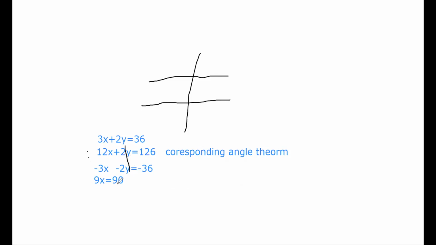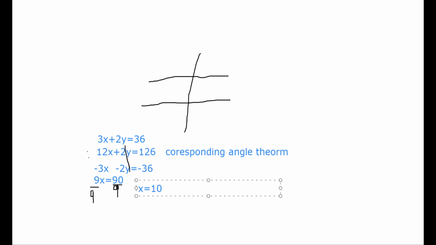Now let's complete. 9x equal 90, and then I should do what? I should divide by 9. Divide by 9 in here, and here I will divide by 9. So x will be 10. You will find x equal to 10.